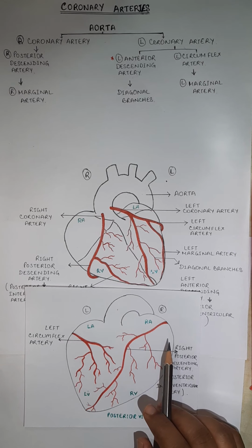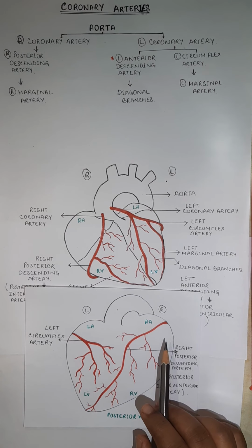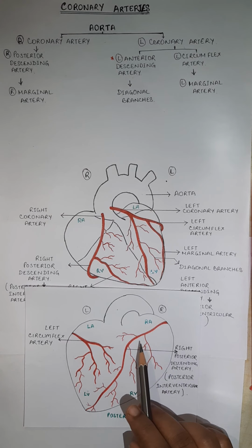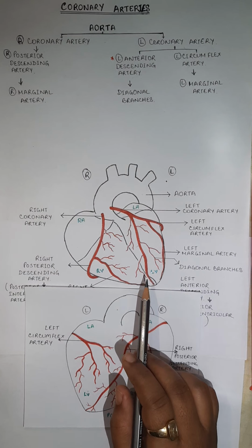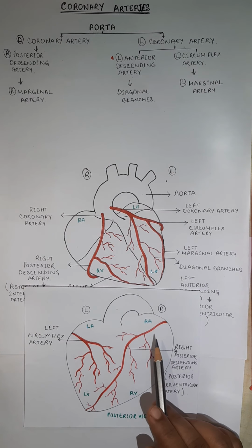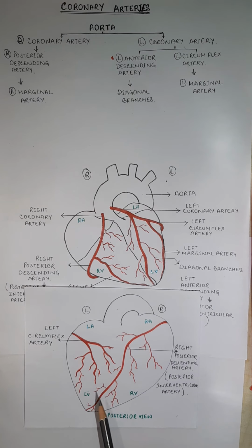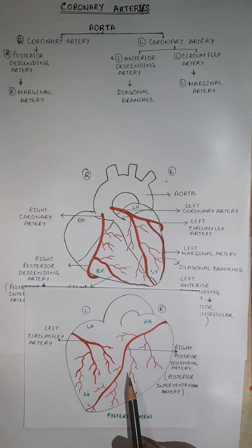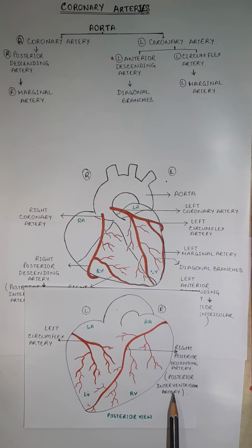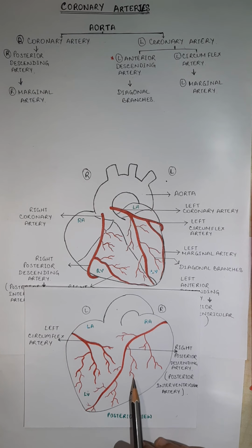Okay, so in the right side, as we have said, the main artery is the posterior descending artery. So here comes the posterior descending artery, similar to the anterior descending artery here. Similarly, it also supplies the whole posterior musculature of the heart, and it supplies both the ventricles. So this is also known as the interventricular artery, the posterior interventricular artery, since it supplies both the ventricles.